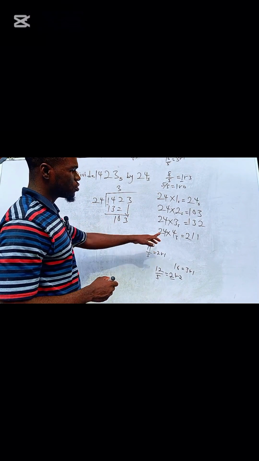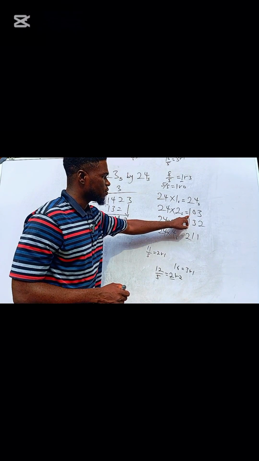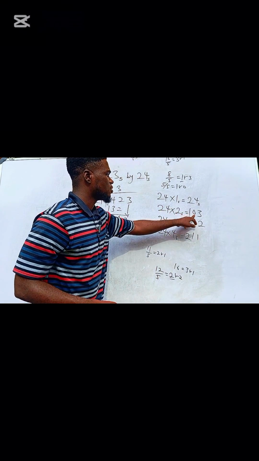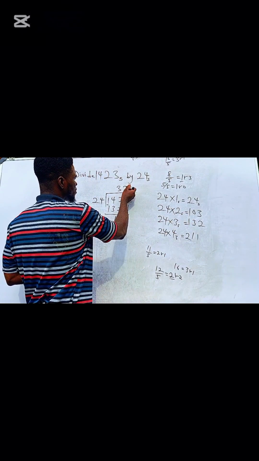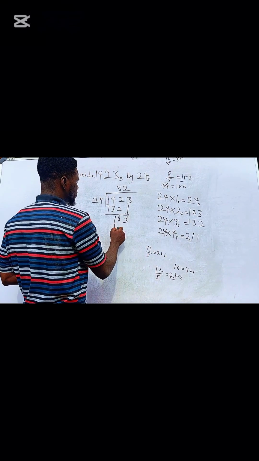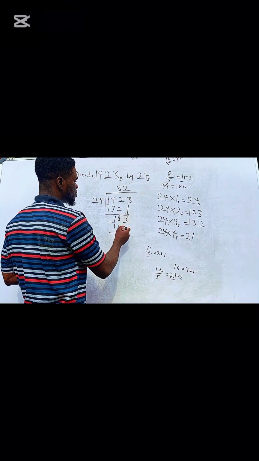24 divided 103, you go to the multiple again. Look at 24 divided 103, because 24 times 2 is 103. That means 24 divided 103 is 2. So we have 2 here. 2 times 24 is 103. So that when you now subtract this, you get 0 as your answer.